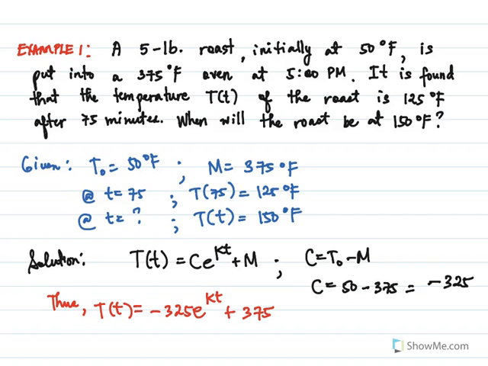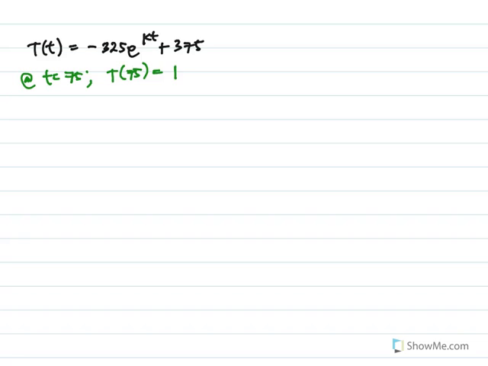So, dyan tayo magsisimula, sa equation na yan, to solve for our missing time. So, we impose our condition that, i-write lang natin ulit, no? T of t is equal to negative 325 e to the kt plus 375. So, at t equal to 75, T of 75 is equal to 125.